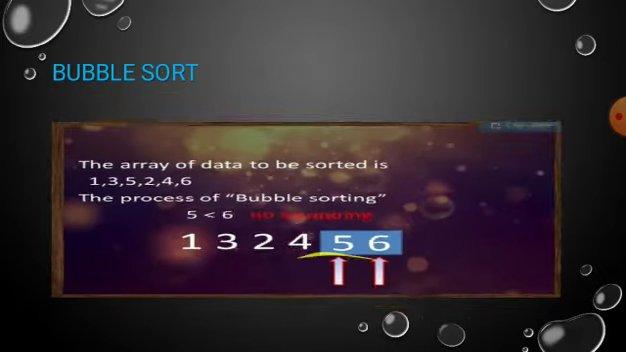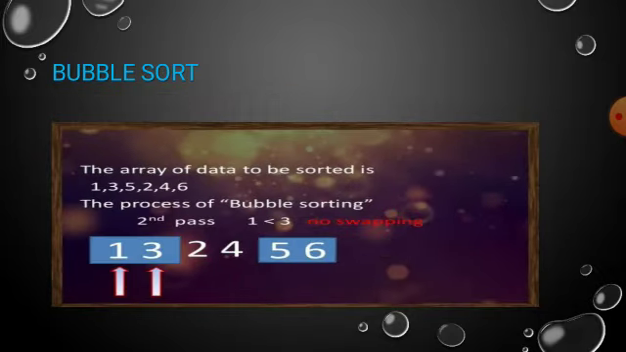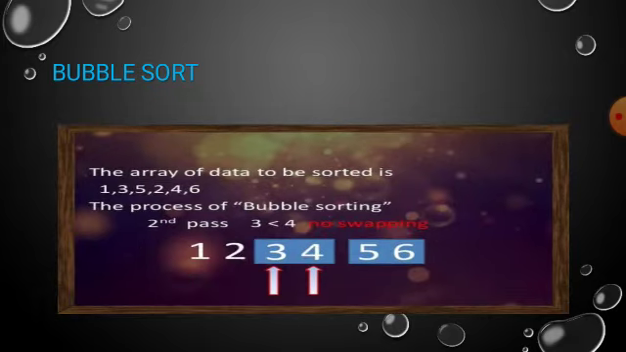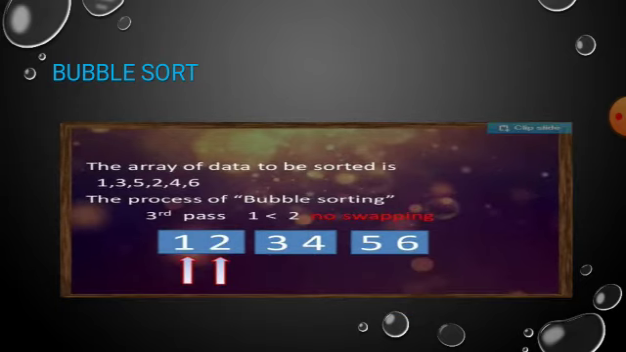In the second pass, we compare 1 and 3. 1 is less than 3, so there is no swapping. Then we compare 3 and 2. 3 is greater than 2, so swapping is followed here. Then we compare 3 and 4. 3 is less than 4, so there is no swapping. In the third pass, we compare 1 and 2. 1 is less than 2, so there is no swapping.